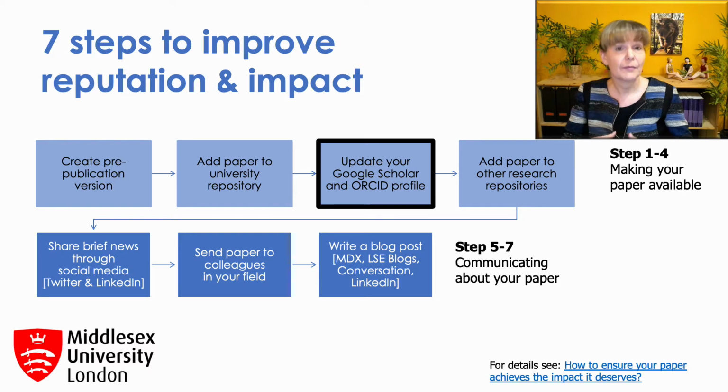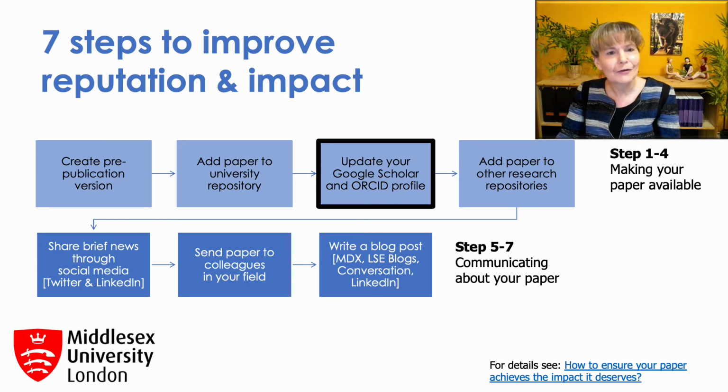Now the next step is updating your key researcher profiles. Remember, we talked about 3 of them being crucial in the previous session of this presentation: your staff profile, your Google Scholar profile and your ORCID profile. Most staff profiles have automatic links to your university's repository, so there's no need to do anything there. The great thing about most of these repositories is that they're also covered by Google Scholar. The Middlesex repository certainly is.